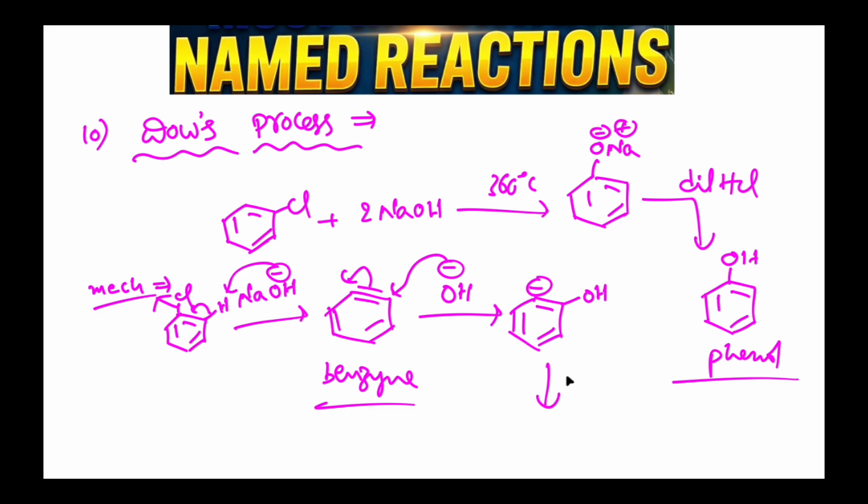Then further it is treated with NaOH. This hydrogen is replaced by ONa. Sodium phenoxide is formed. This negative charge takes out this proton. O minus will become, and this O minus takes Na plus from this NaOH, becoming sodium phenoxide. So further it undergoes acidification.